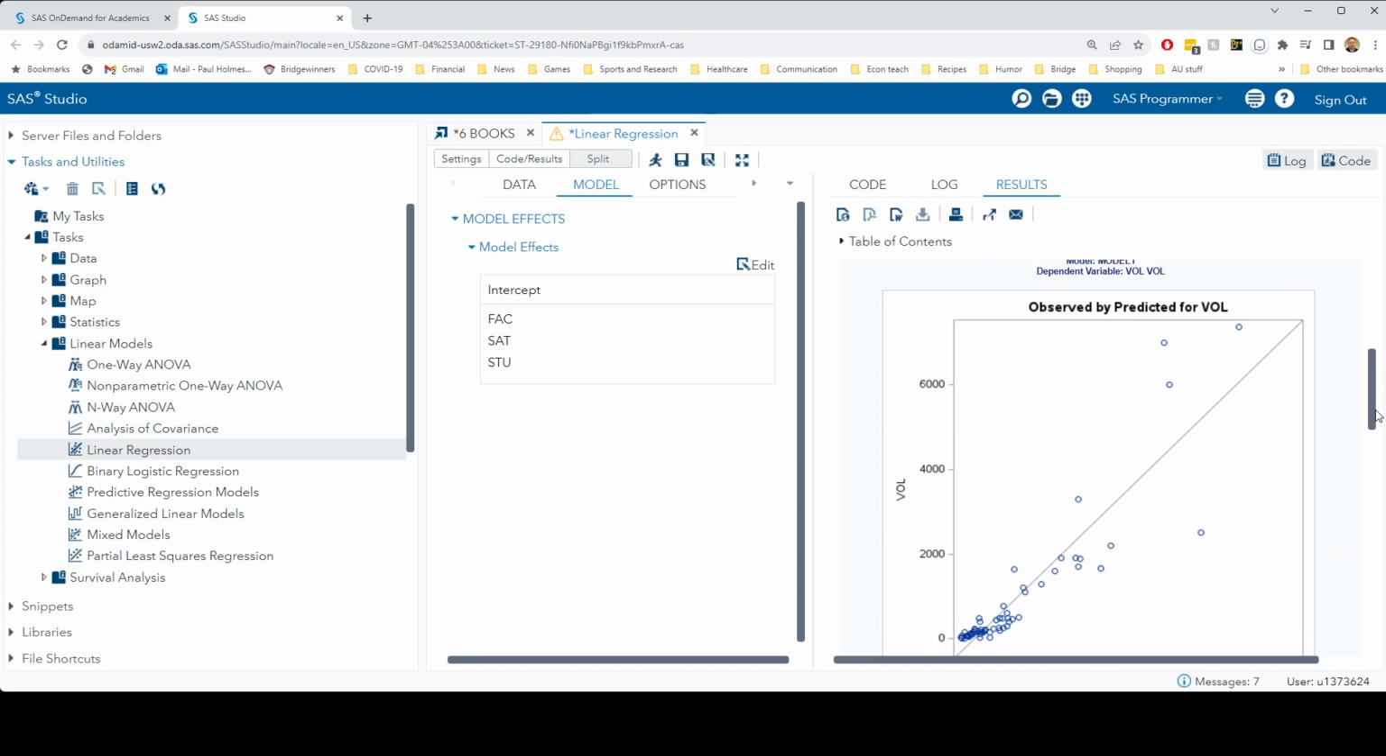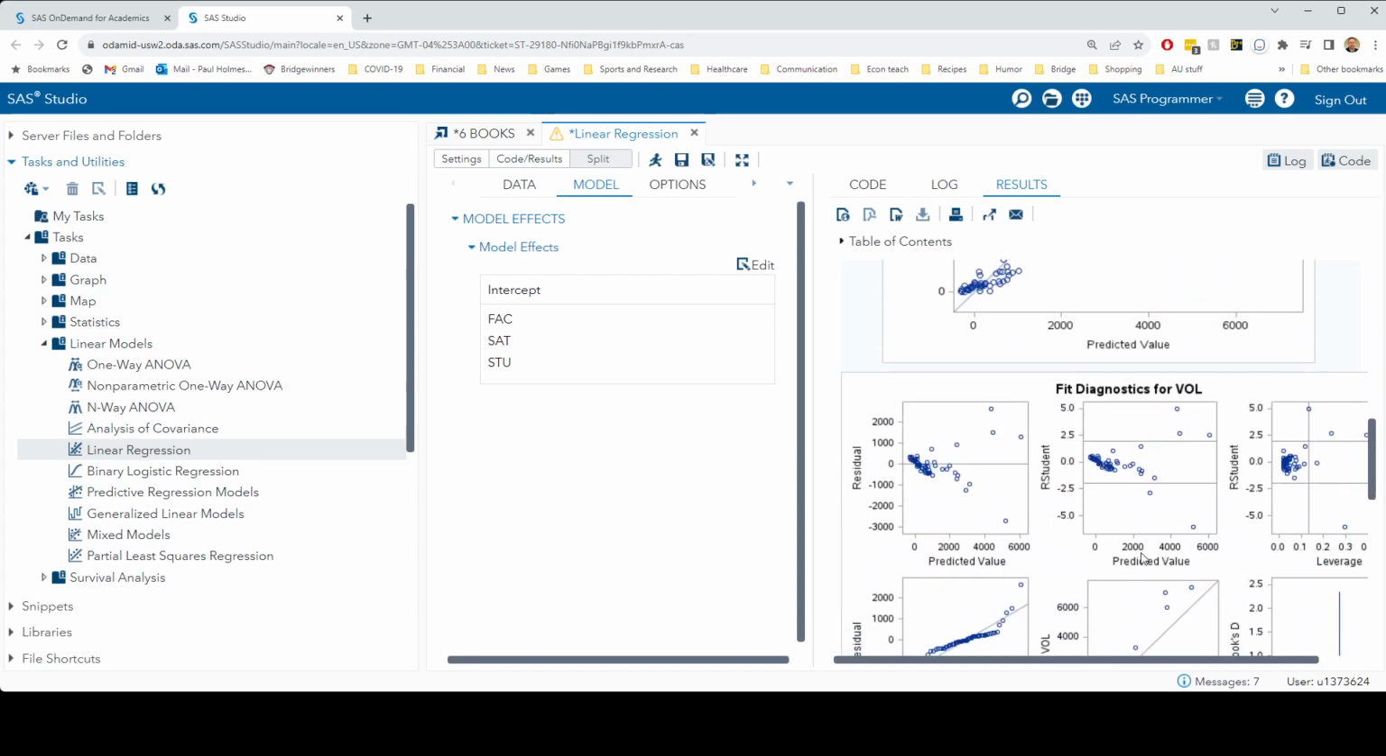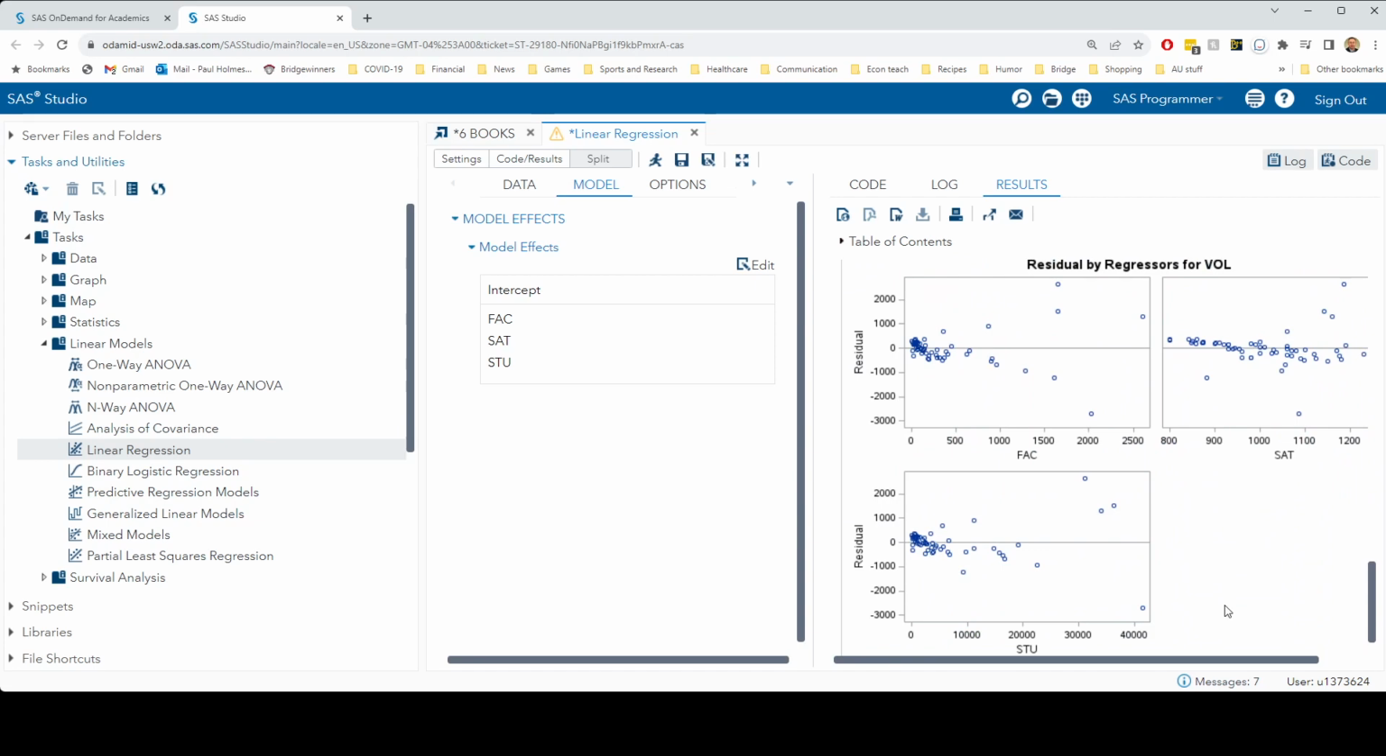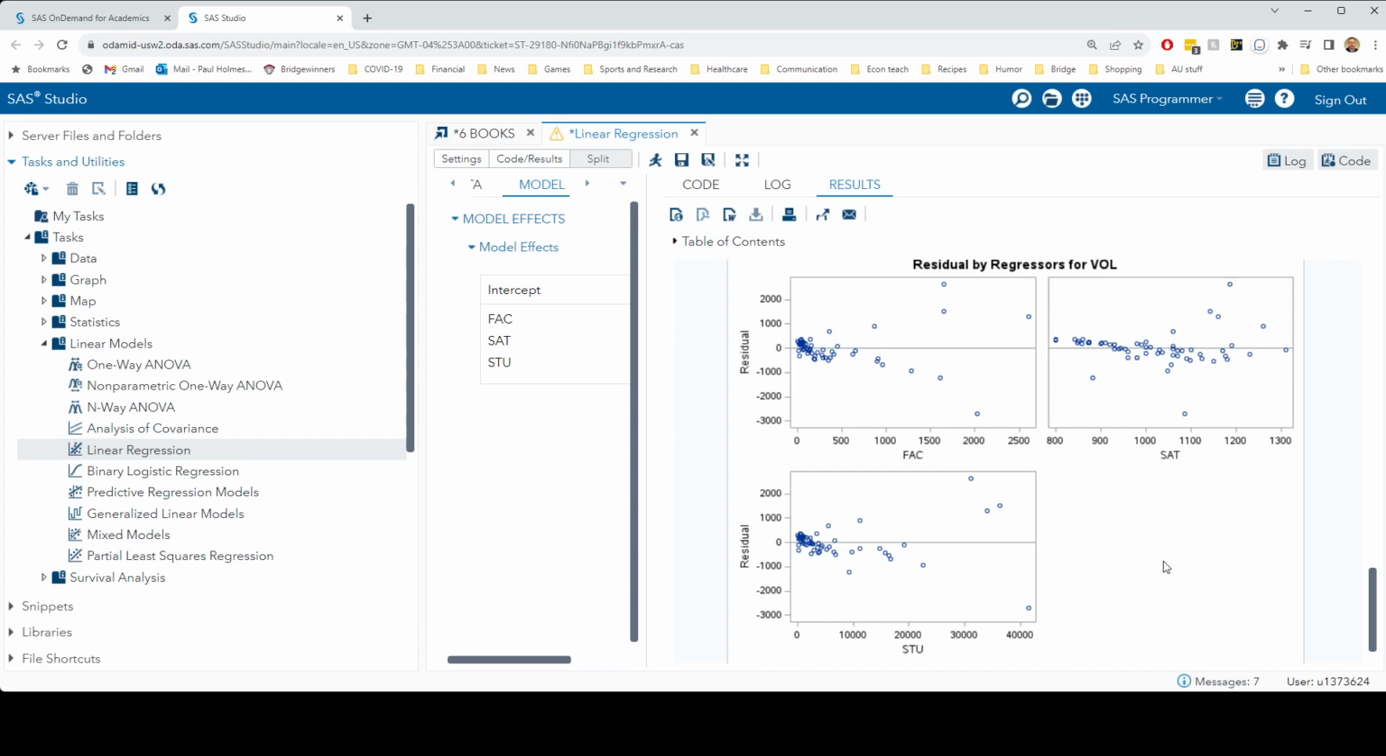Okay, so first off, let's take a look at the residual plot here. So we've got residuals versus predicted values, and this is that classic fanning shape where for low values of the predicted value we've got small residuals, for higher values of the predicted y variable we've got higher values of the residual. And looking at the residuals by regressors, what are we seeing? Well, honestly, it's the same sort of pattern for each of them, but we've got a bit of a stronger fanning pattern for faculty than we do for SAT.